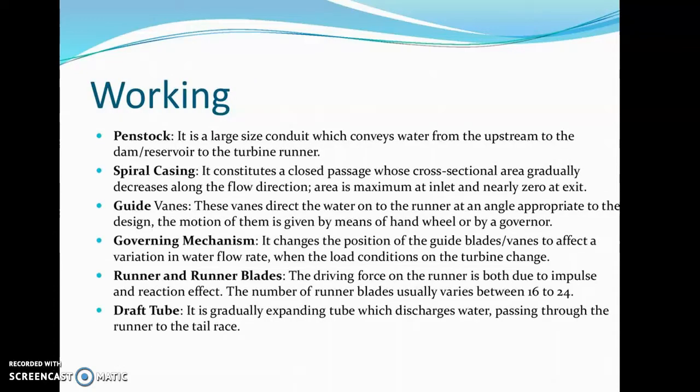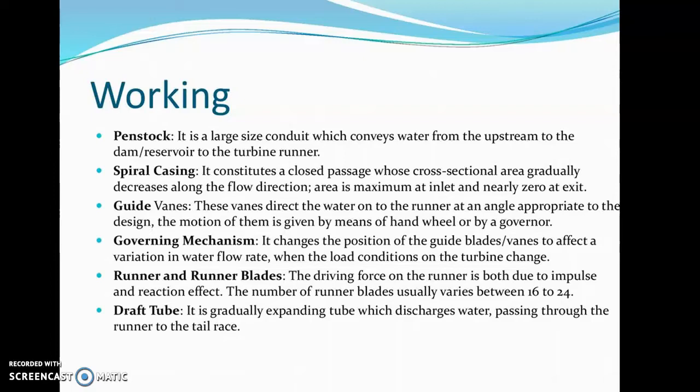The main parts of the Francis turbine are the penstock. The penstock is a large conduit which conveys the water from the upstream reservoir to the turbine tunnel. Then we have the spiral casing. The spiral casing constitutes a closed passage whose cross-sectional area gradually decreases along the direction of water flow, and the area is maximum at the inlet and nearly zero at the exit.